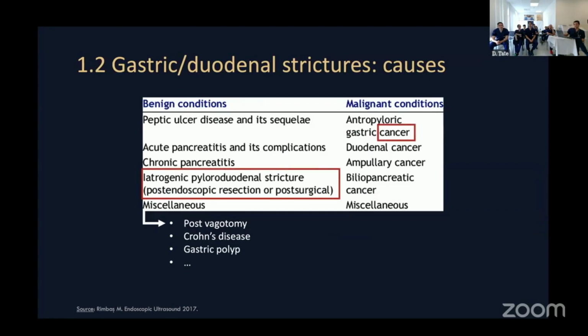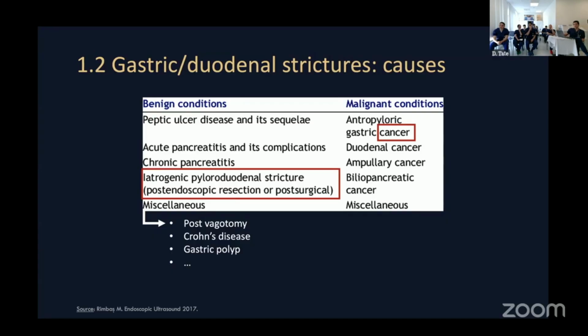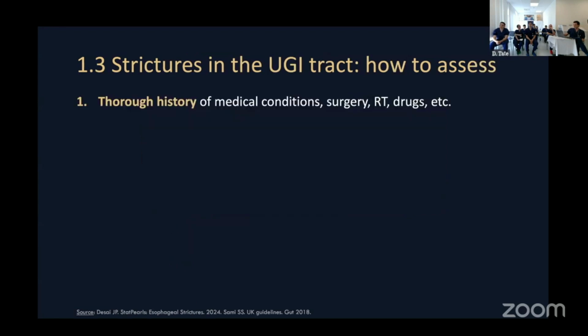It's also possibly malignant. It can be a pyloric cancer, a duodenal cancer, or biliopancreatic, but can also be benign conditions like acute pancreatitis or chronic pancreatitis, peptic ulcer disease. But also something that we see regularly here is post-surgical or post-endoscopic resection, pyloric stenosis, for example, or in the duodenum. So vagotomy after surgery, but also Crohn's disease or a large gastric polyp that obstructs the pylorus.